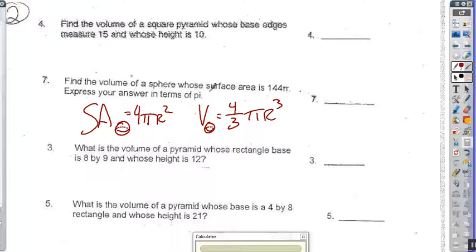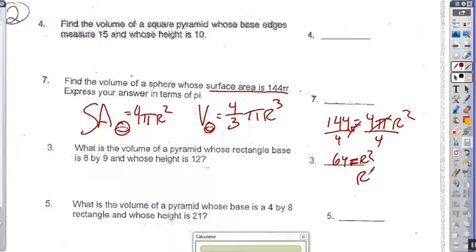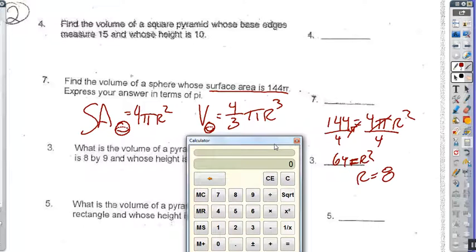And we're being told that the surface area is 144. So that's equal to 4 pi r squared. Divided by 4, divided by 4, so we get 64 pi. Obviously the pi's cancel out, so we get 64 is equal to r squared, so r is equal to 8. Well, now let's plug that into our volume equation. 8 times 8 times 8 is going to be 64 times 8.